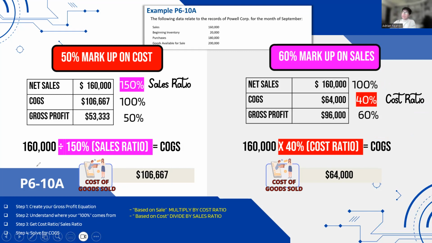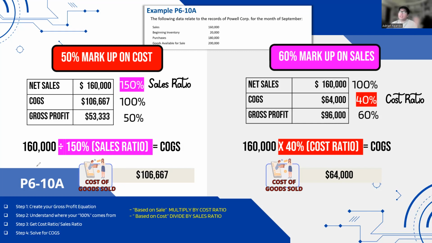It looks complicated, but if you just memorize and also do it yourself, magigets nyo na pag markup on cost, I will get sales ratio. If it's markup on sales, I'll get cost ratio.